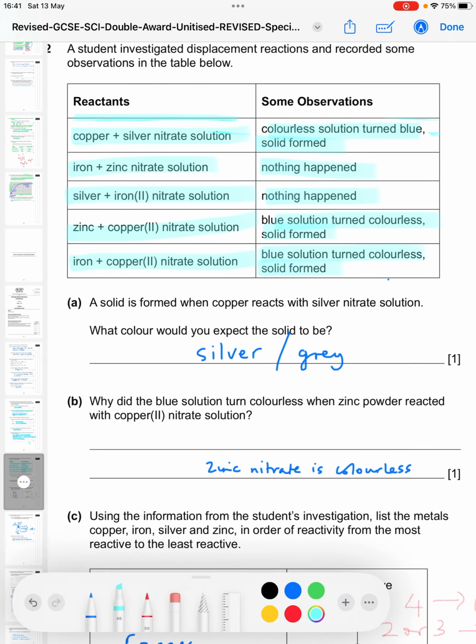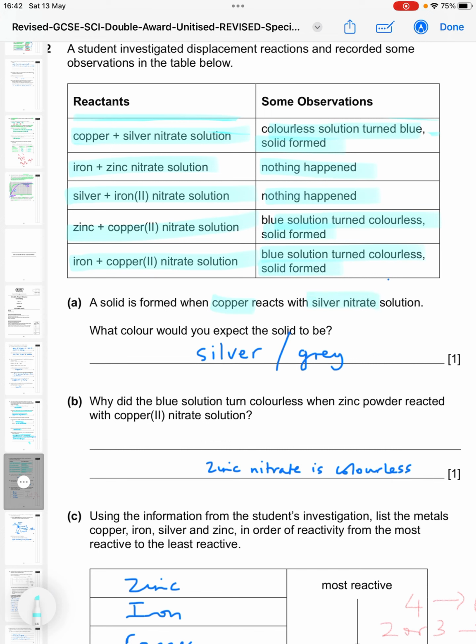Okay, so a solid is formed when copper reacts with silver nitrate. What colour would you expect the solid to be? So you've got copper and silver nitrate. Copper is more reactive, so it's going to displace the silver. So you'd expect the solid to be silver grey in colour.